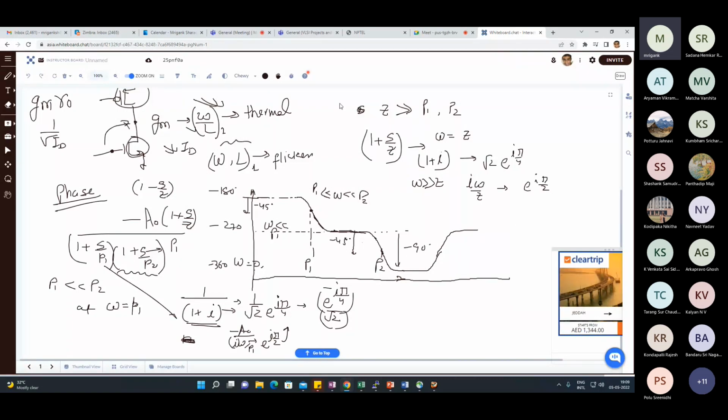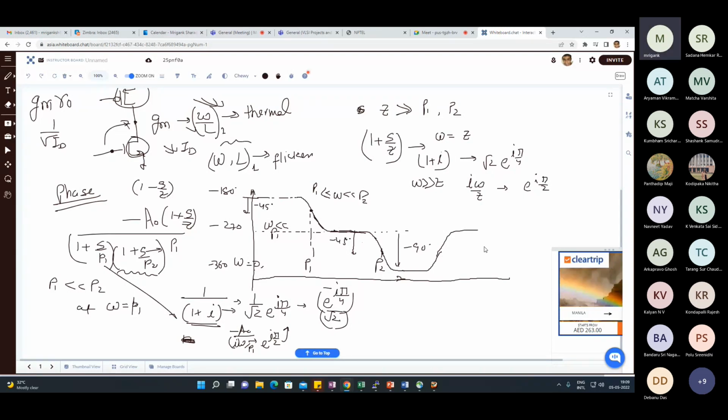If it is the opposite, minus z, then you can figure out it will have the opposite effect on the phase, right? The magnitude effect will remain the same. The phase will be opposite. It will reduce further. So this is the effect of a zero and pole, given a set of zeros and poles and their relative positions. This is of course an assumption which lets us draw these plots easily, that omega is much less than p2, much greater than p1, and omega much greater than z.